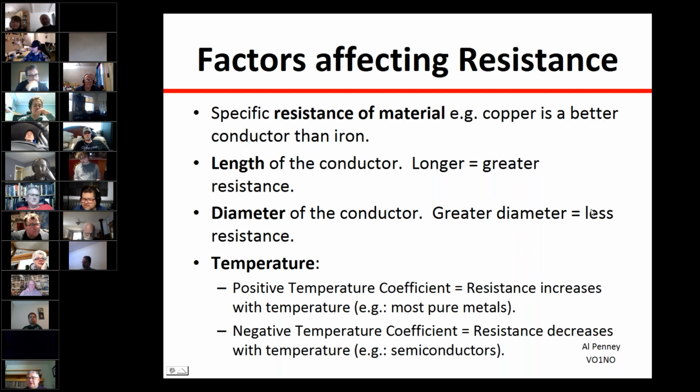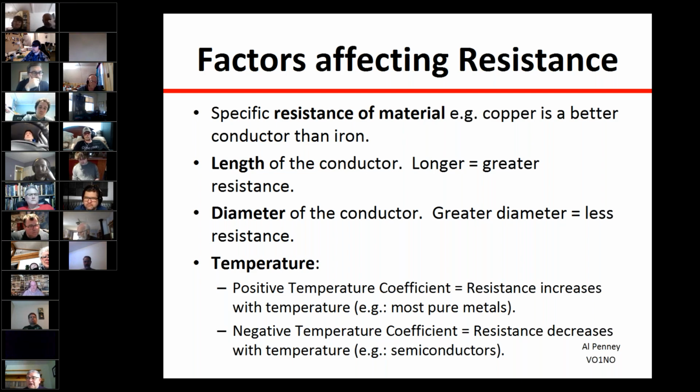So here are some of the factors that affect resistance. First, the specific resistance of the material. What that means is that some materials are simply inherently better conductors than others. Copper is a better conductor than iron. Iron is actually not a great electrical conductor. It does conduct, but copper is much better.